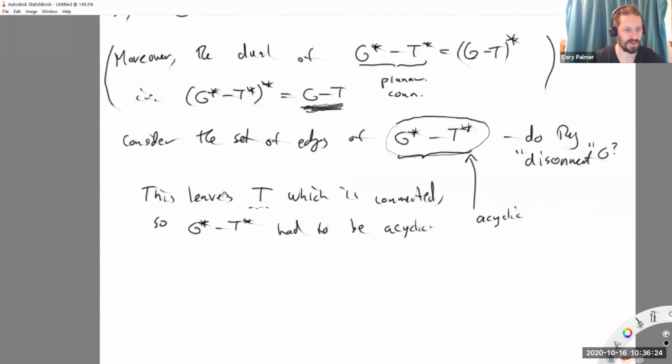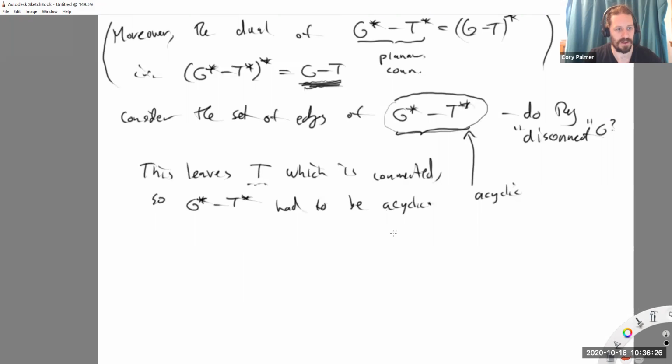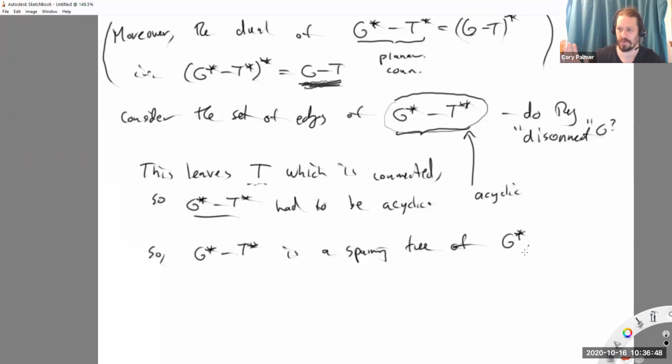And now we're almost done with the proof here. The final observation is this graph here is acyclic and it's connected. We already arrived at it being connected. So G star minus T star is a spanning tree of G star. It's connected and acyclic. It necessarily includes all vertices. We never removed vertices. Everything was an edge cut. So this is a spanning tree of this. And now the final step is to observe the following.